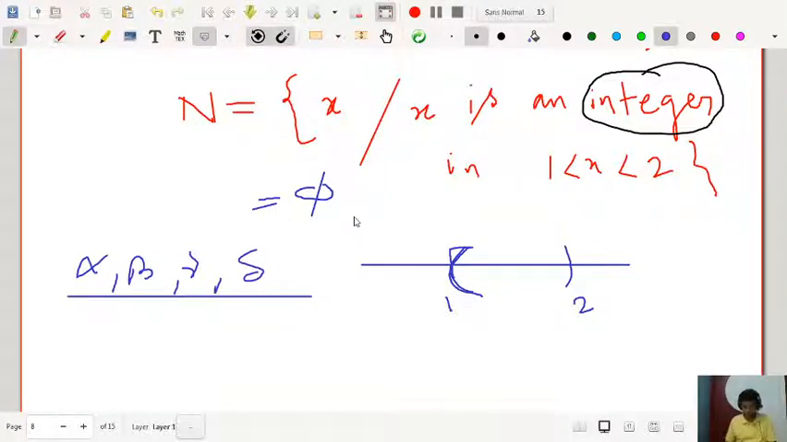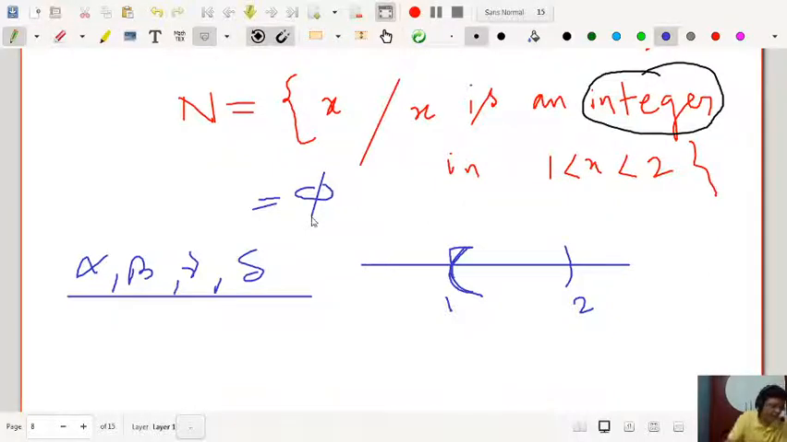So have you understood the concept of null set? Yes, I have. Okay, so null set means there is no element. No element. If there is any symbol like this, this represents the null set. Right, dear? Okay. It makes sense.